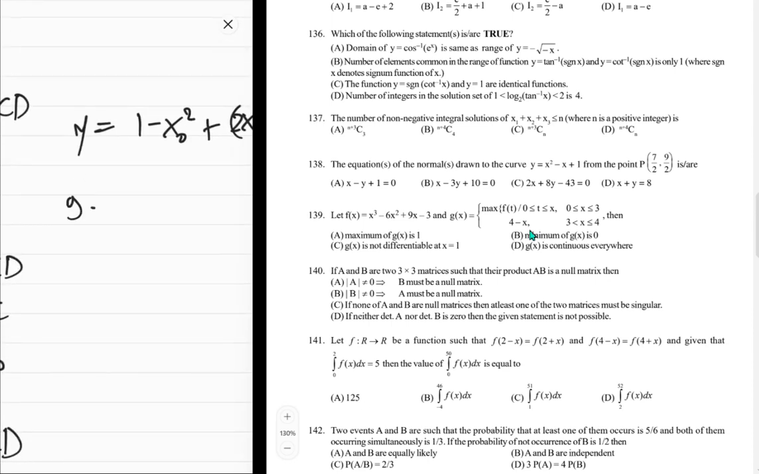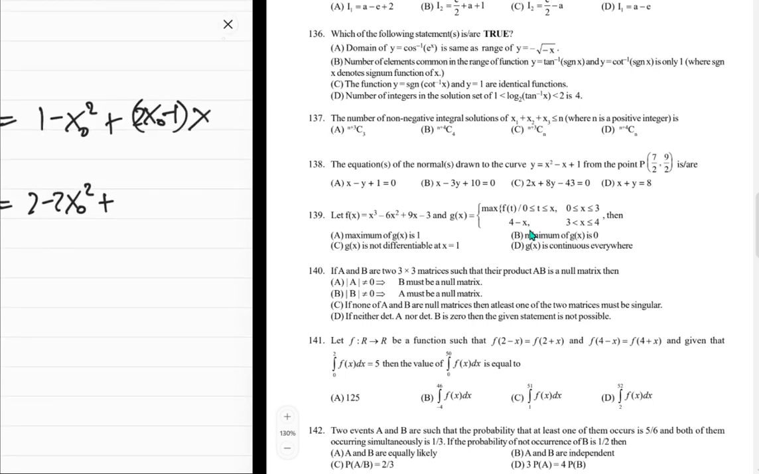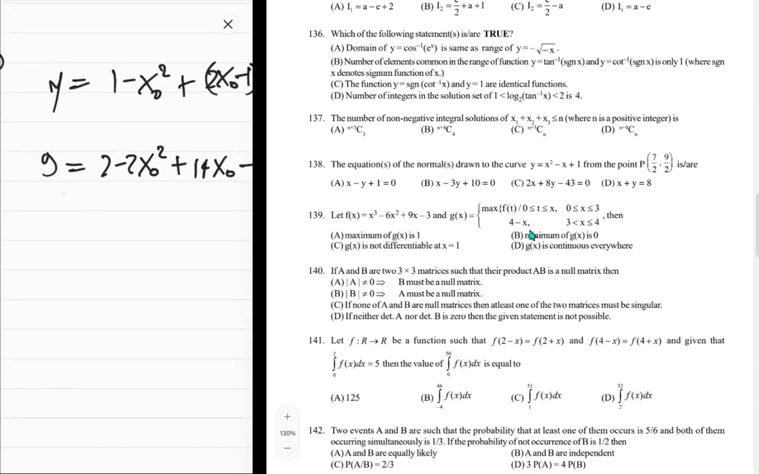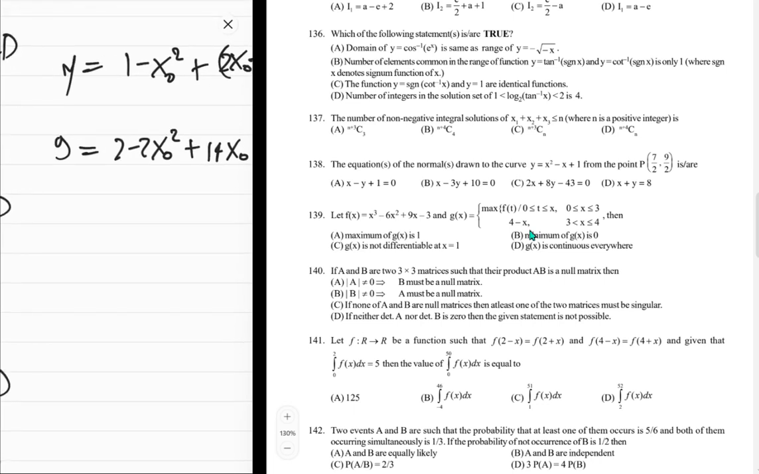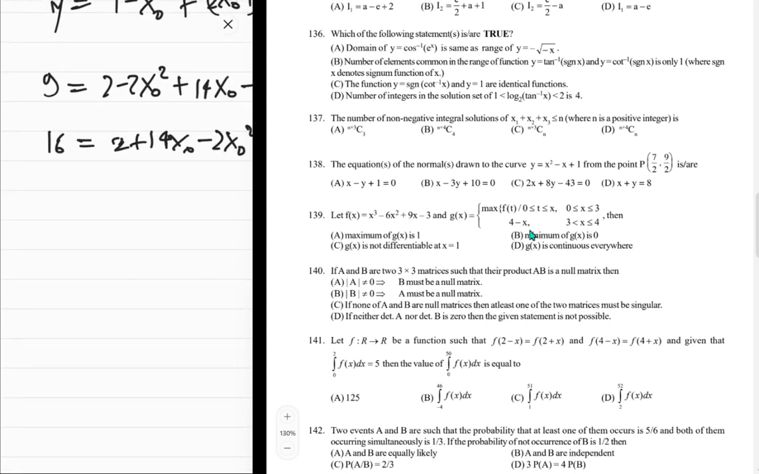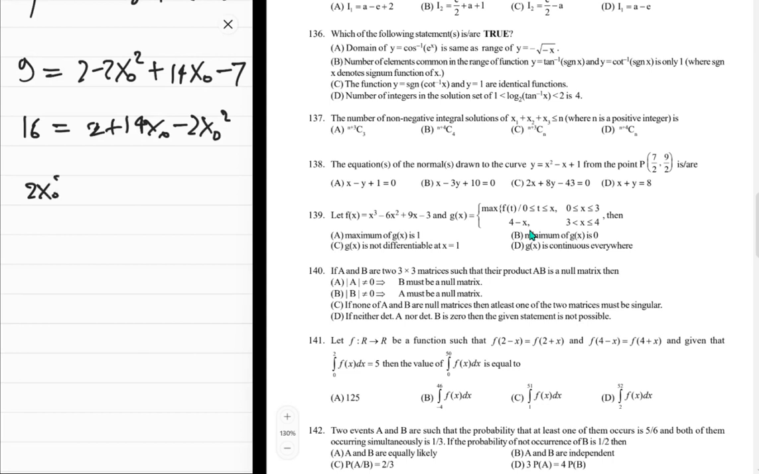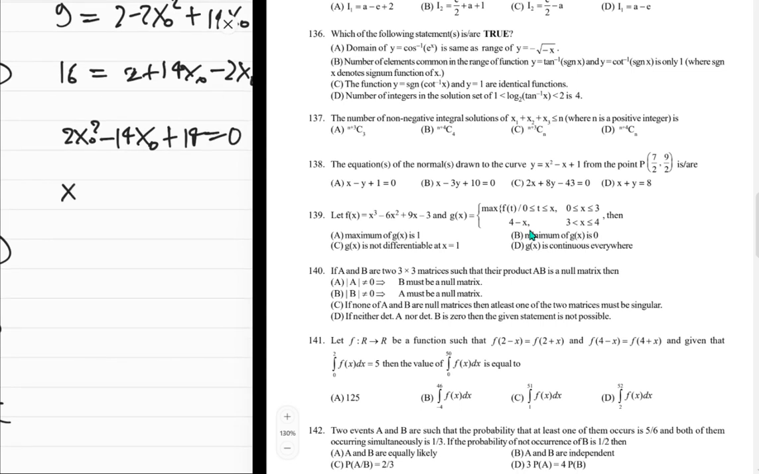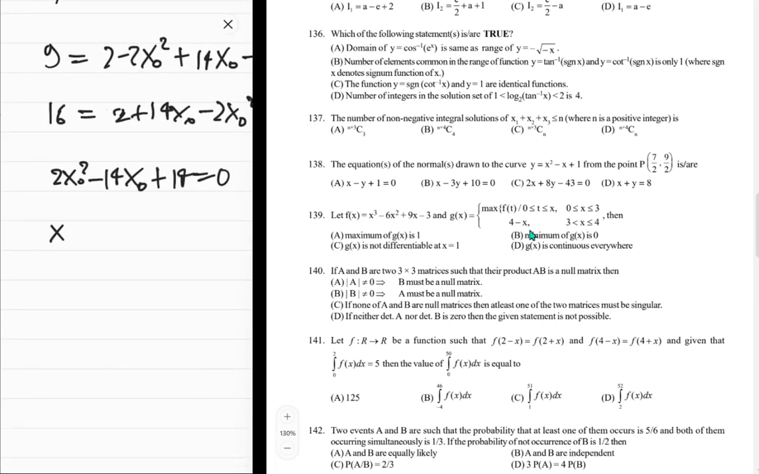So 9 equal to 2 times all this, so 2 minus 2x naught square plus, no, 2 times is not there, it was 7/2. So 7 times this is just 14x naught minus 7. Cool. So 7 plus 9, just 16. 16 is equal to 2 plus 14x naught minus 2x naught square. So this should work, I think. So just 2x naught squared minus 14x naught plus 14 equal to 0. Wait, is this correct? Yeah, I think it is, because it's going to be 2, and that's 14x naught for sure.